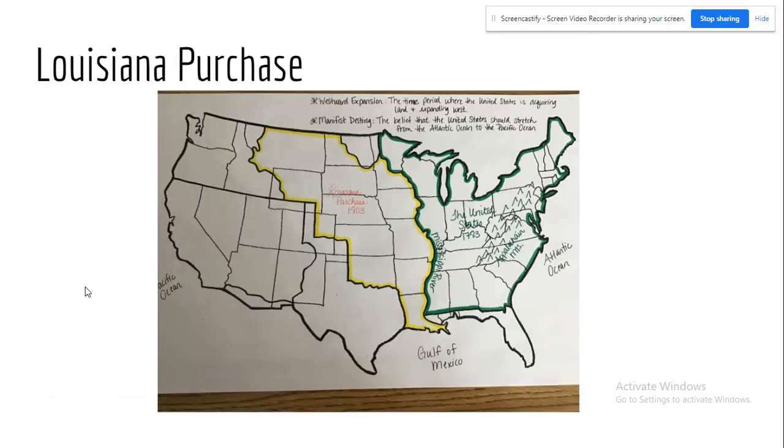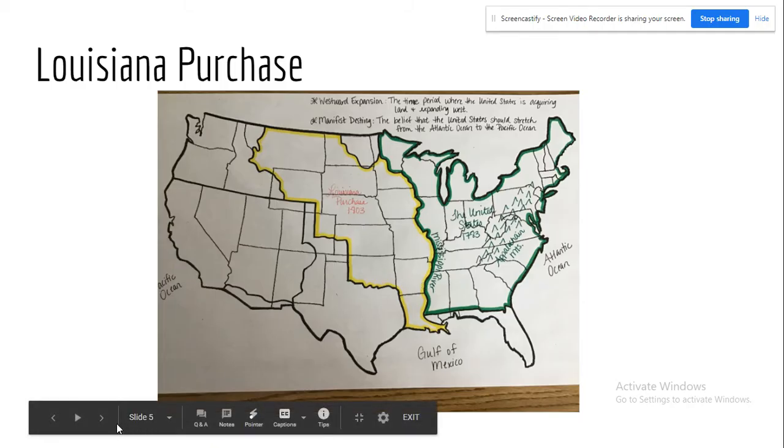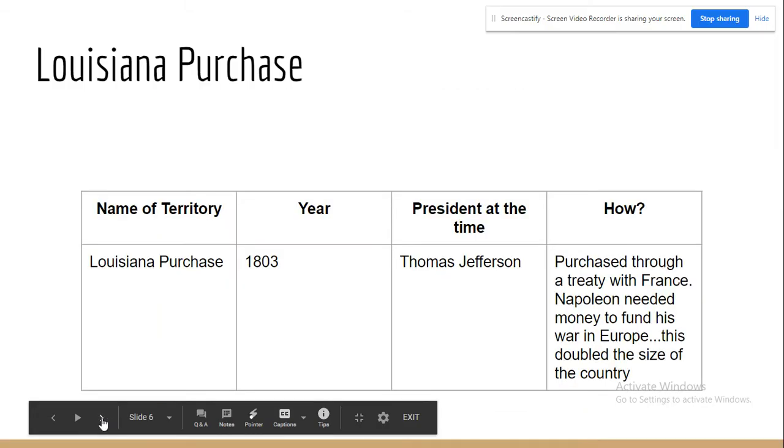Now, on to our next land area that we acquired. Okay, you want to take a yellow marker and outline right here. And you're going to be outlining the Louisiana Purchase. Make sure that you label that and include the year as well. So when you are finished, this is what your map should look like.